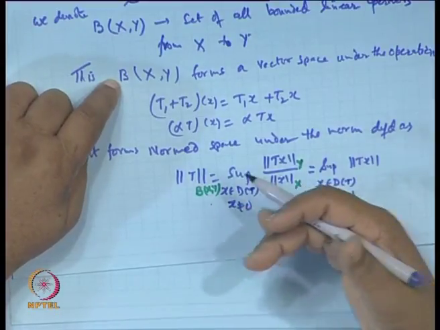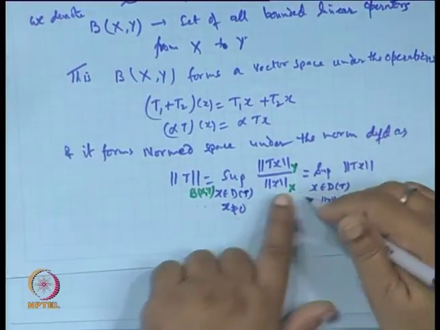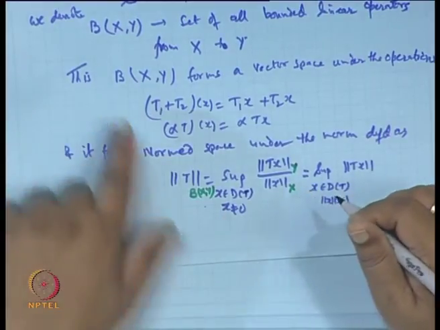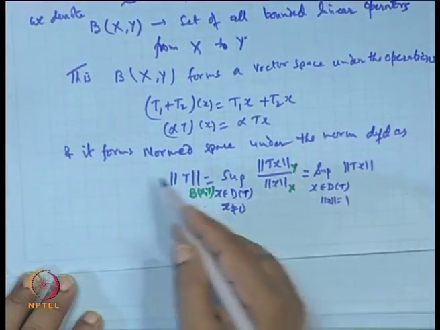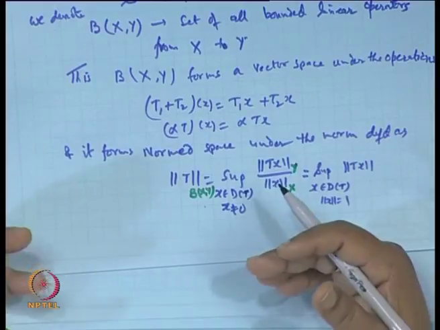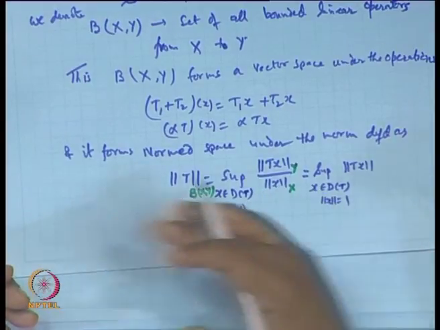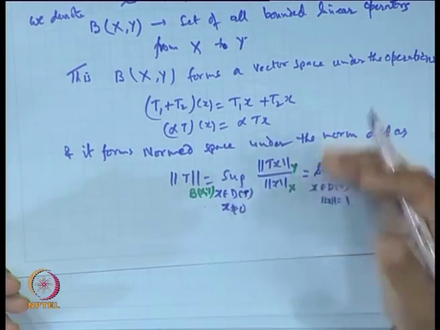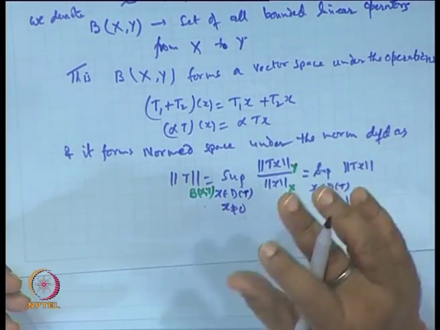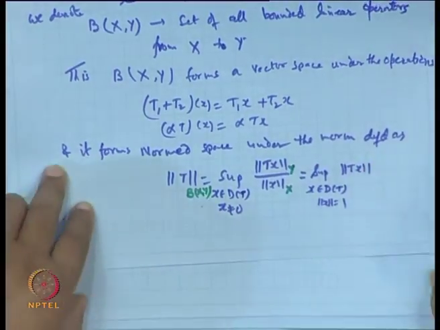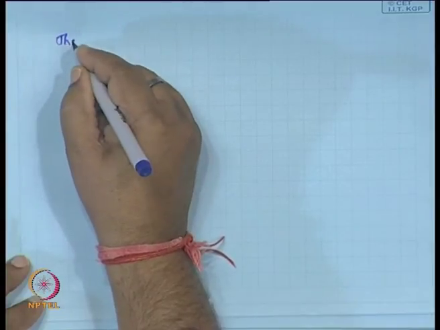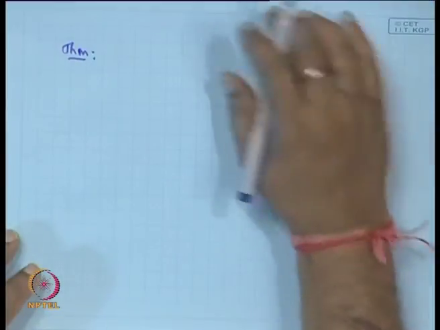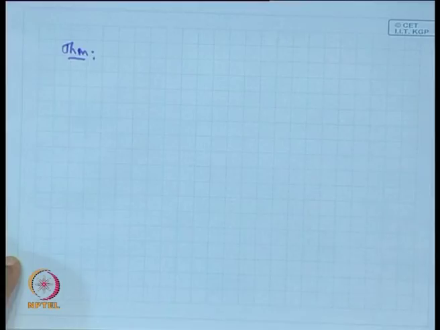Now the question arises: under what condition does this B(x, y) become a Banach space? Because it is a normed space, we can prove all the conditions of a norm are satisfied. So B(x, y) is a normed space, fine, but whether it is a Banach space or not, and what the restriction on x and y should be so that B(x, y) under the same norm becomes a complete normed space. So we will show that when y is Banach, then B(x, y) is a Banach space.